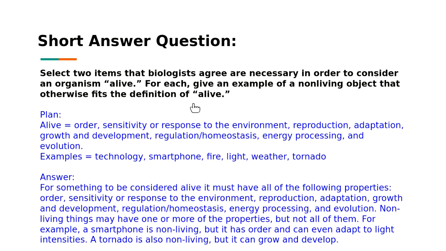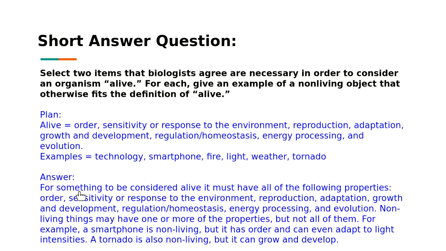The second part, for each, give an example of a non-living object that otherwise fits the definition of alive. So what you should do first is plan out, okay, to be alive, there's 6 different characteristics that an organism has to have. So let's just list those, and then some examples that are not alive, but they have some of these characteristics. Let's just list those, and then try to piece that together into complete sentences.